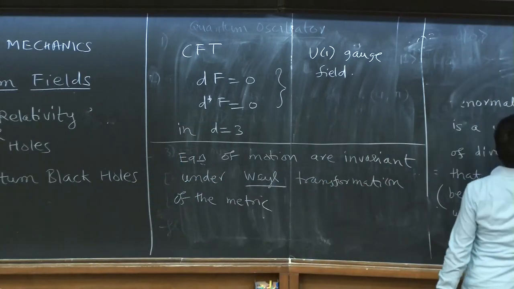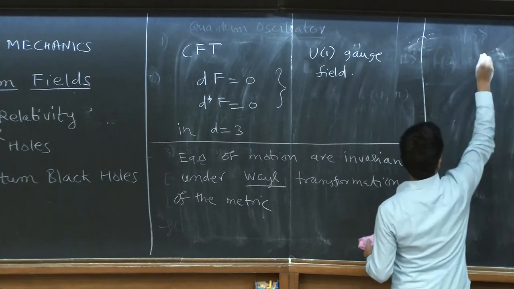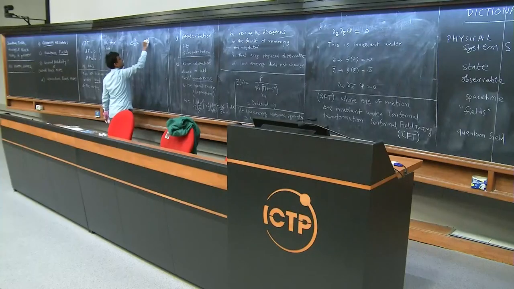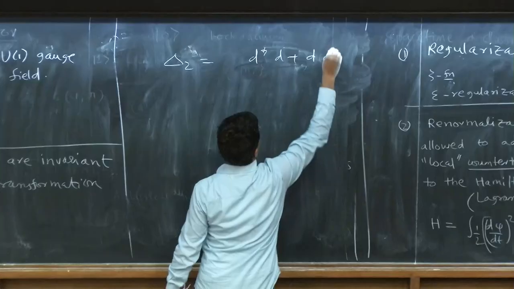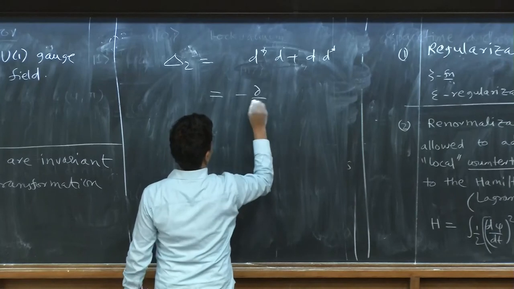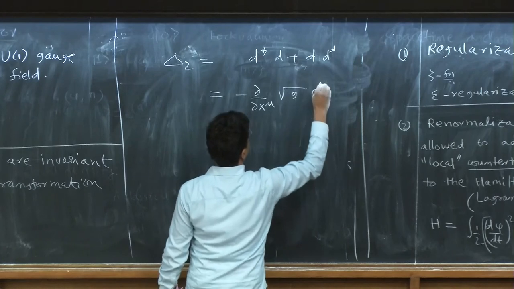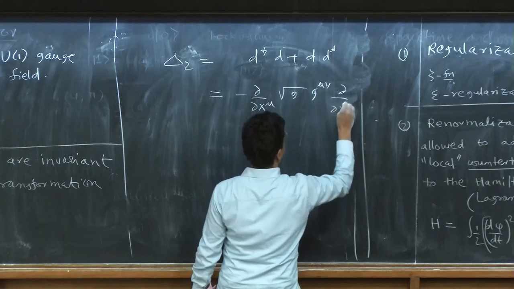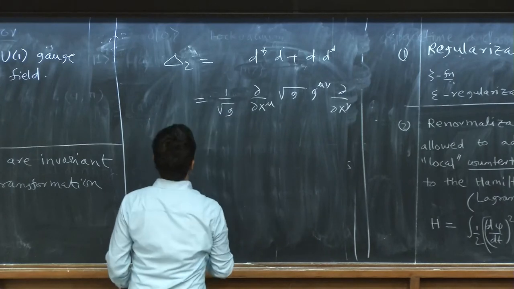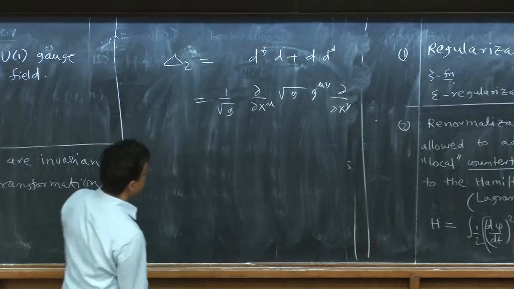So for example, the Laplacian in two dimensions that we wrote down, which is like d star d plus d d star, you can actually, in some coordinate frame, write as del by del x mu, square root of the determinant of the metric, g mu nu, del by del x nu. Let's just take a Euclidean one, or you have to put a minus sign here.